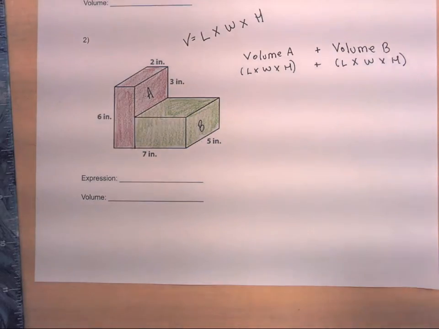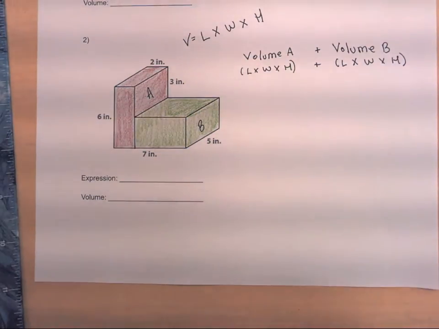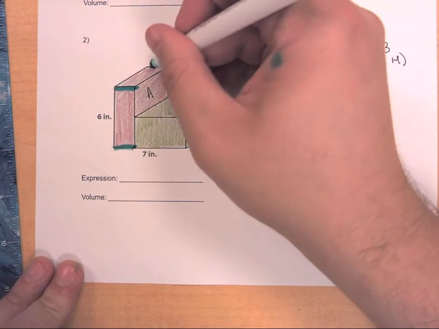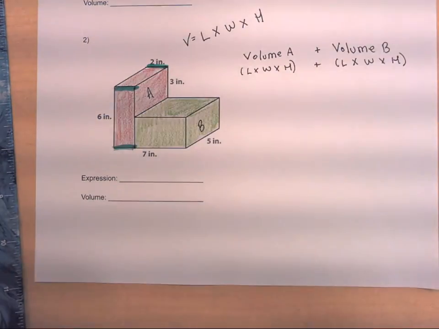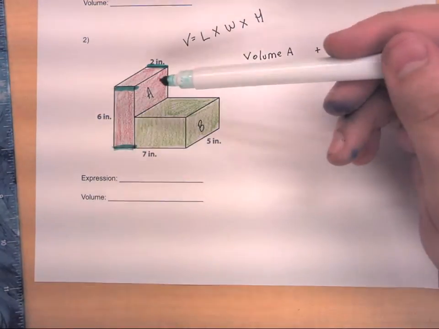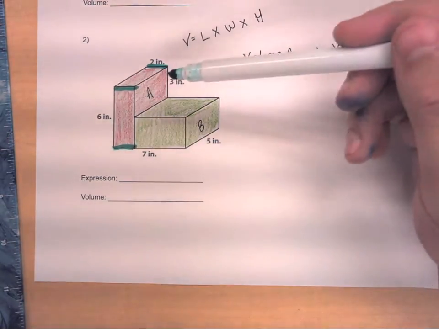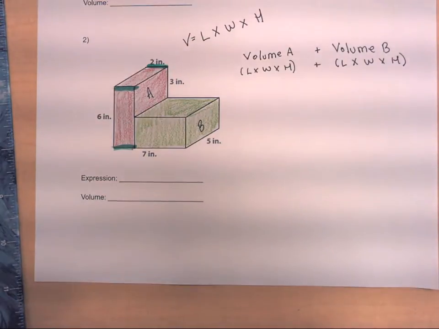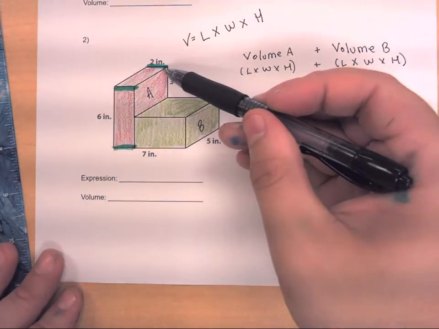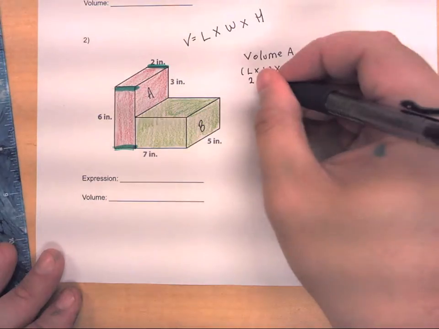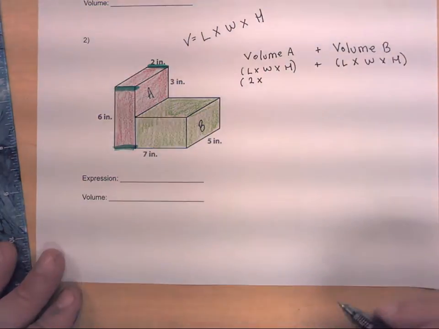So starting with prism A, I need to determine its length. And that length is represented by the green marks I made here. So each of these green marks are equal and have the same value. So here we can see the value of each of these lengths is 2. And I'll just plug that into the formula like so.